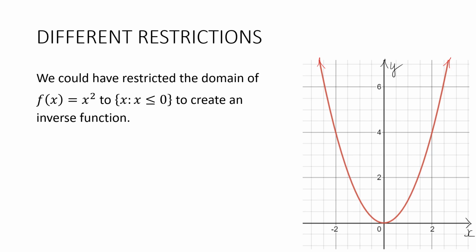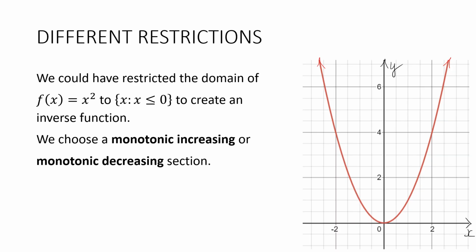Now you might have asked, well, why did you restrict it to x is greater than 0? Could we have done x is less than or equal to 0? And the answer is yes. We choose a monotonic increasing or monotonic decreasing section of the original graph, and that just means always increasing, always decreasing. So we could have chosen that part there or this part here.